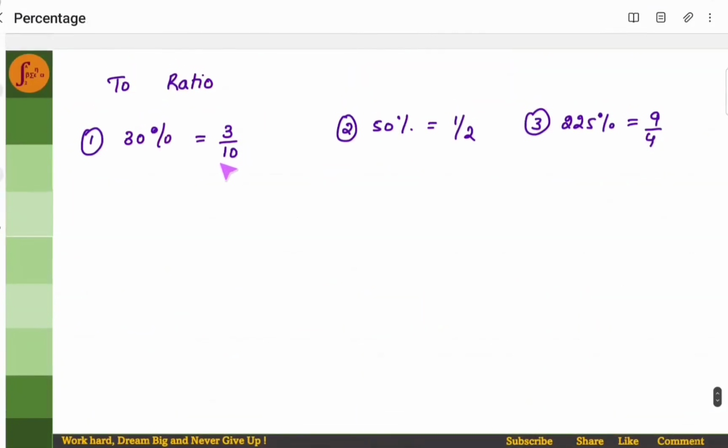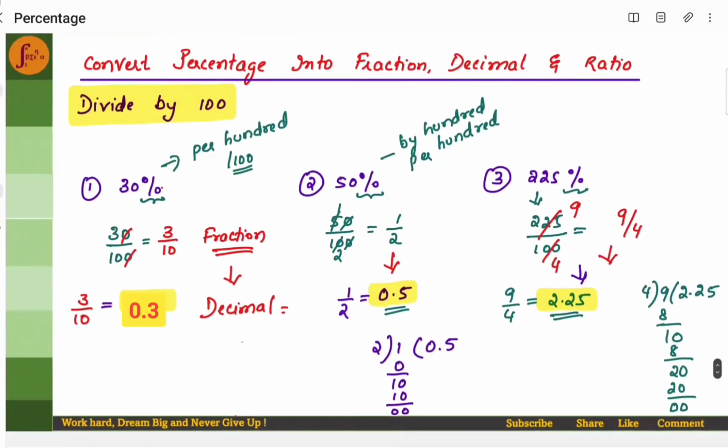Now we'll convert this to ratio. Simple. I will simply write 3 by 10 as 3 is to 10, 1 by 2 as 1 is to 2, and 225% is 9 by 4, and 9 by 4 is 9 is to 4. That's all. Whenever you have to convert from percentage to fraction or decimal or ratio, the fraction is very important. We have to get it in the fraction form. From the fraction will come the decimal. From the fraction will come the ratio.